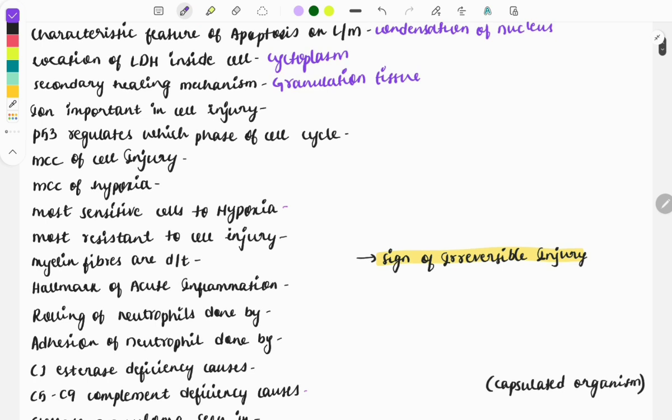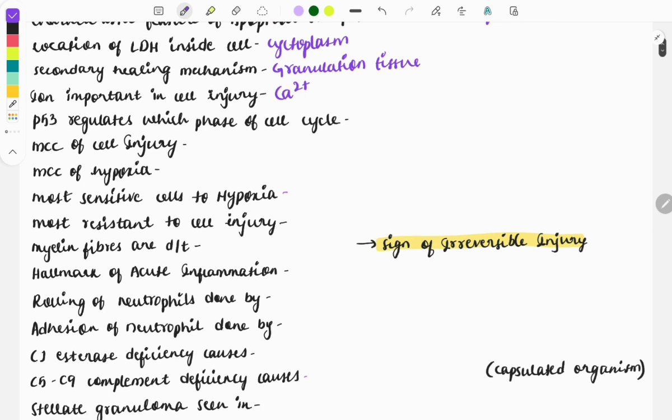Okay, so the next question: ion which is important in cell injury. The ion which plays an important role in cell injury is the calcium ion. P53 regulates which phase of the cell cycle? It regulates the G1/S phase of the cell cycle.